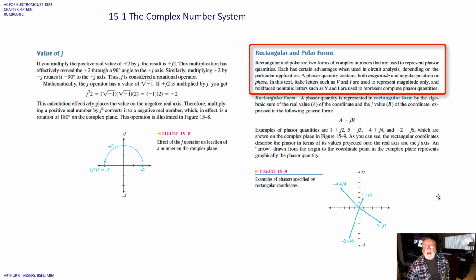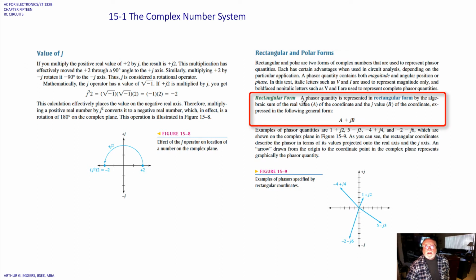In this text, italic letters, the capital V and the capital I, represent magnitude only, and bold-faced non-italic letters such as bold-faced V and bold-faced I are used to represent the complete phasor quantity. So you need to get used to that. Look at which values you're using. Are we using an instantaneous value of voltage and current with the parenthetical t behind it? Are we using the italic V and I to represent magnitude only? Or are we using the phasor representation V and I bold-faced?